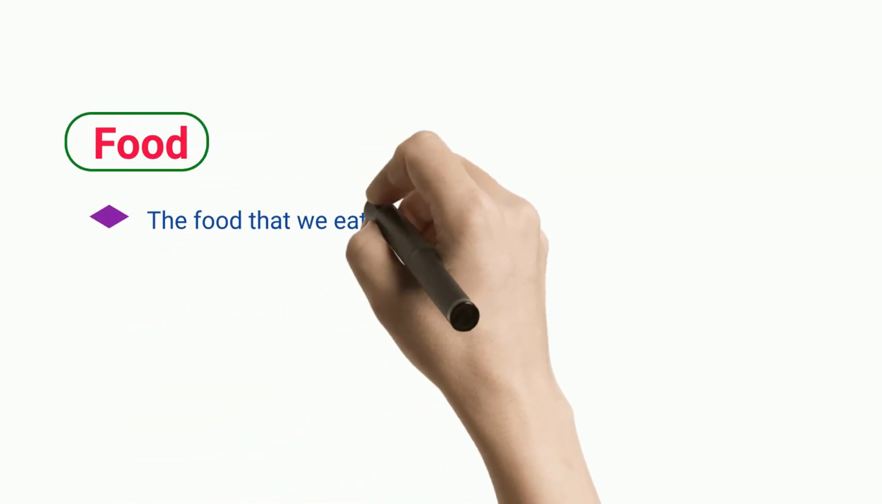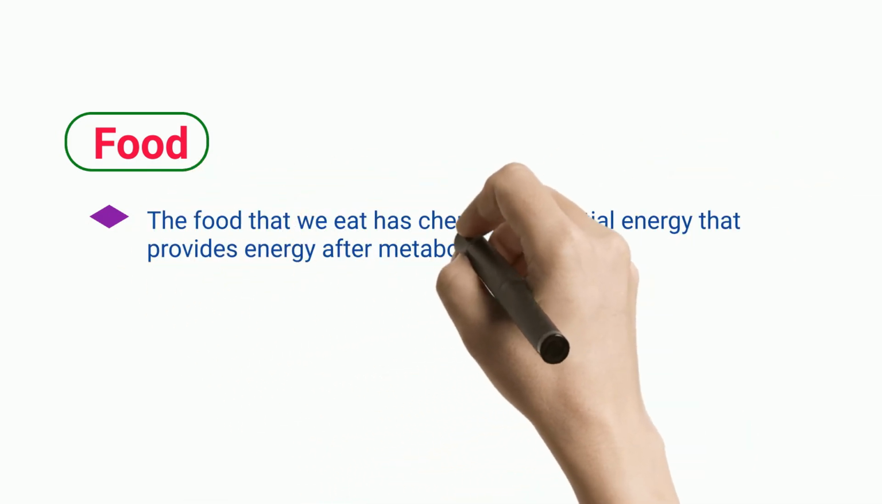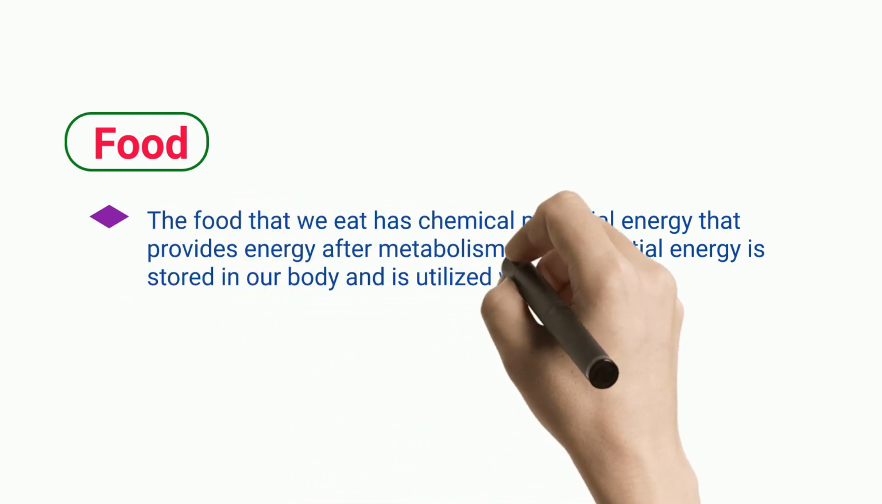Food. The food that we eat has chemical potential energy that provides energy after metabolism. This potential energy is stored in our body and is utilized while doing any activity.